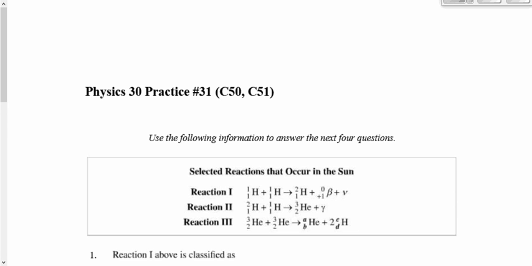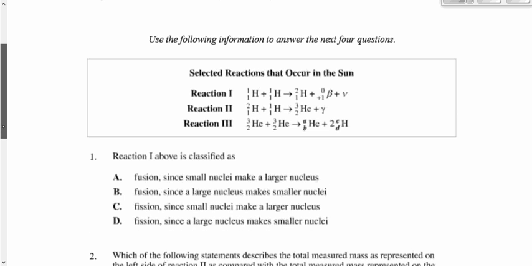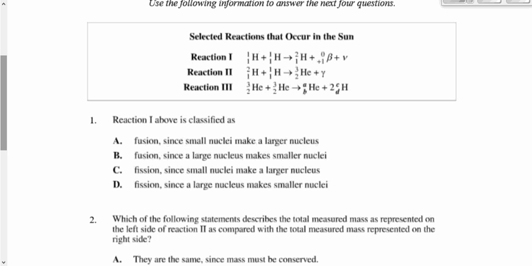Practice question set number 31 starts off with 3 reactions. And the first question asks us to classify the first reaction. In the first reaction, we have hydrogen 1 and hydrogen 1 coming together to form hydrogen 2. That's 2 light nuclei forming 1 heavy nucleus. That's what kind of reaction? Yeah, that's fusion reaction, since small nuclei make a larger nucleus.